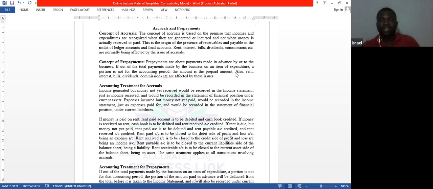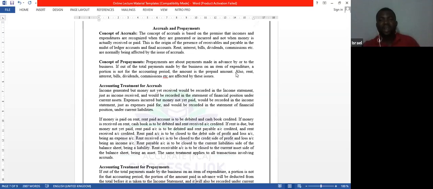The cash basis is the basis that allows transactions to be recorded in a financial statement when revenue is received and when expenditure is paid. That's cash basis. It means that whenever there's no movement of cash, such a transaction will not be recorded or be found in our financial statement.